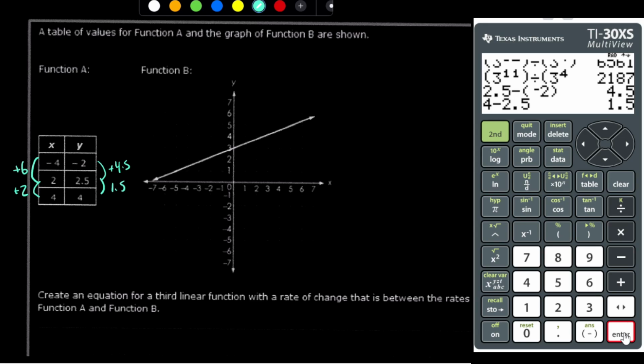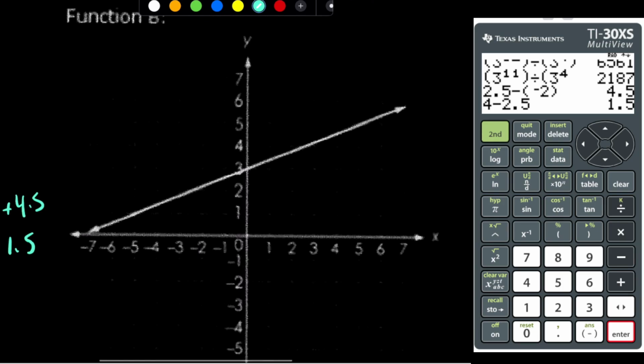Function B is a little bit more tricky, mainly because of how it's displaying on my iPad, you can't see the grid very well, but you would have to find the slope. The way you would find the slope would be if you did rise over run. So I'm going to see if I can find 2 points on here. This is going to be difficult.